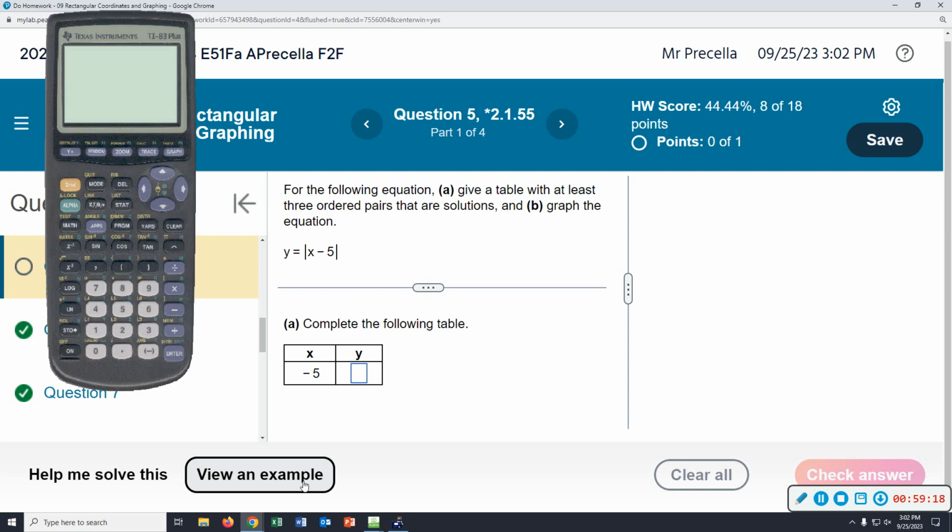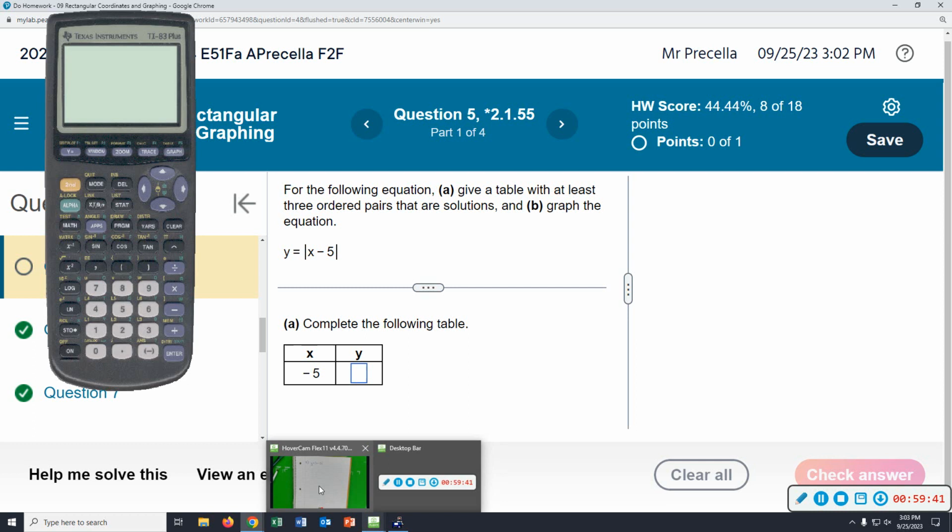Okay. It's not exactly the same. It just looked the same. This is a y equals the absolute value of x minus 5. And you'll notice here they're going to give us the numbers they want us to plug in. It looks like the first number they're going to want us to plug in is -5.